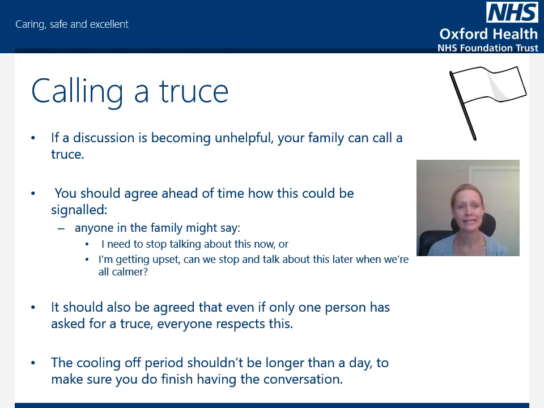The third of our 6 tips is calling a truce. If a discussion with your family is becoming unhelpful and turning into an argument, then your family can call a truce. So you should agree ahead of time how that could be signalled. Anyone in the family might say something like, "I need to stop talking about this now," or "I'm getting upset, can we stop and talk about this later when we're all feeling a bit calmer?"